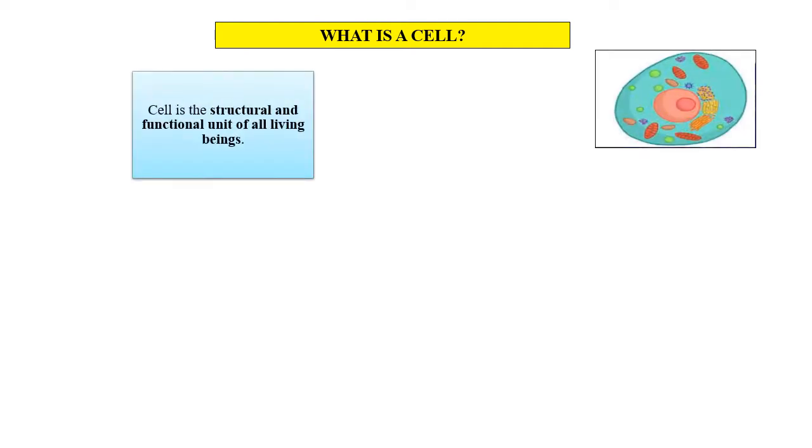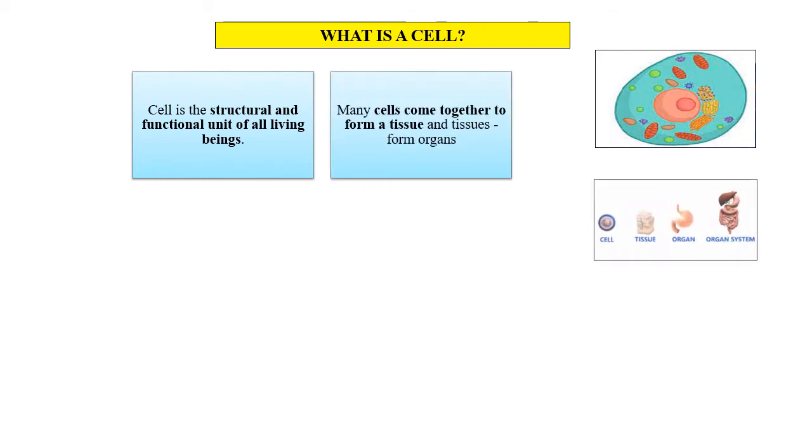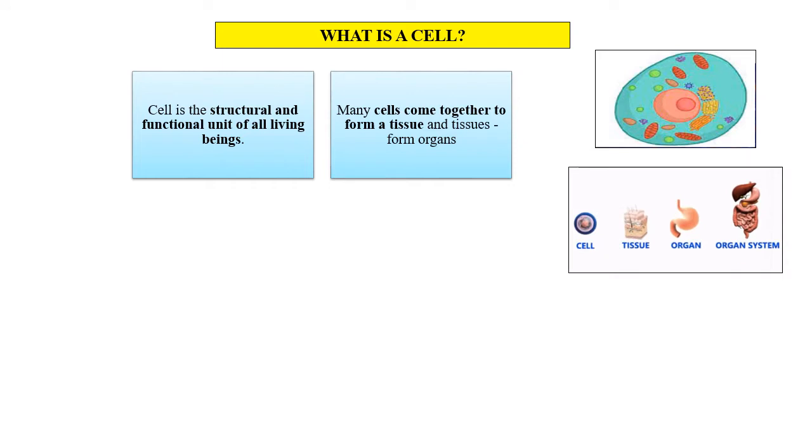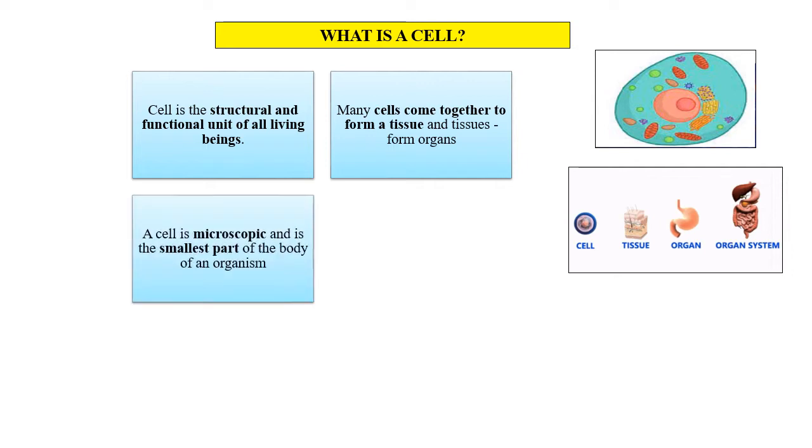What is a cell? A cell is a structural and functional unit of all living beings. Any function performed by an organism is the outcome of the activities of its cells. Many cells come together to form a tissue, and tissues collectively form organs. Thus, every organ in our body, like skin, muscles, brain, and heart, is made up of hundreds of thousands of cells. A cell is microscopic, that is, very small.